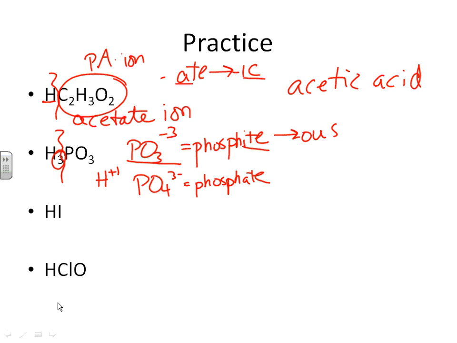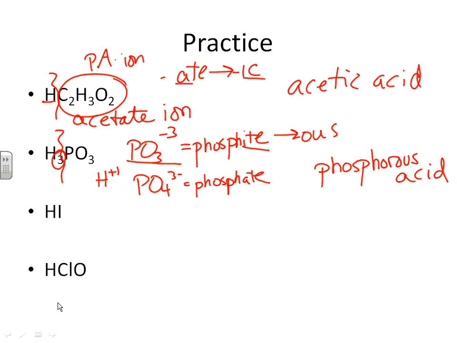Ites become ous. So instead of phosphite ion, what we have here, this is actually a little bit of an exception. This is called phosphorous acid. It is not pronounced phosphorus like the element. The emphasis is on a different syllable. It's actually pronounced phosphorous acid.